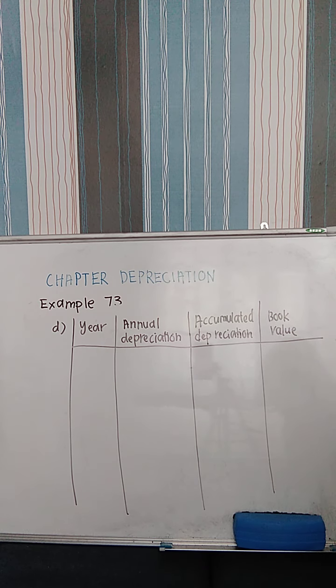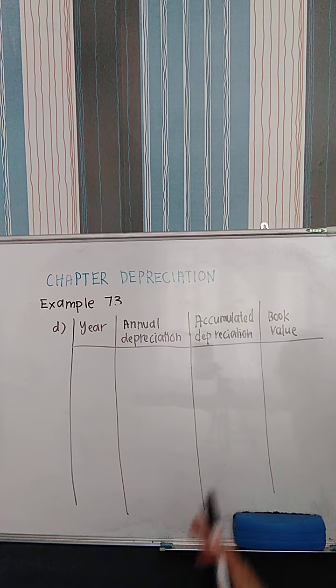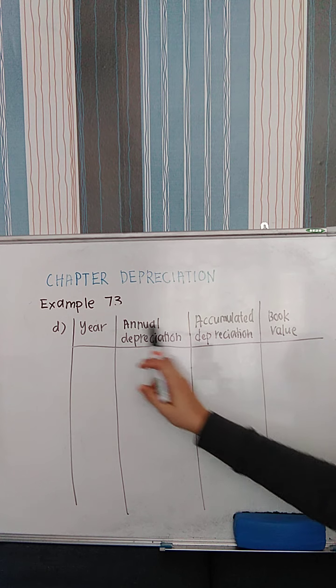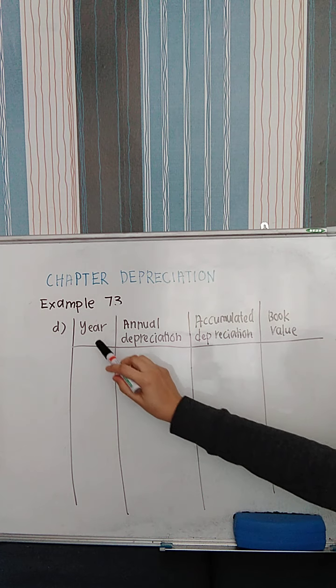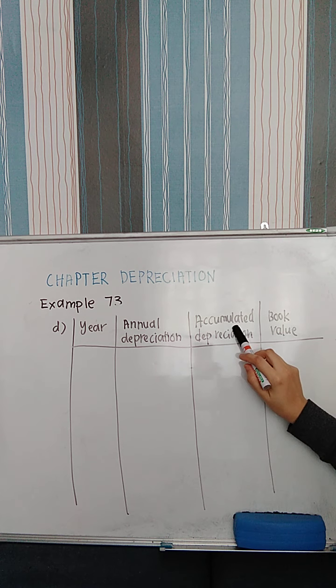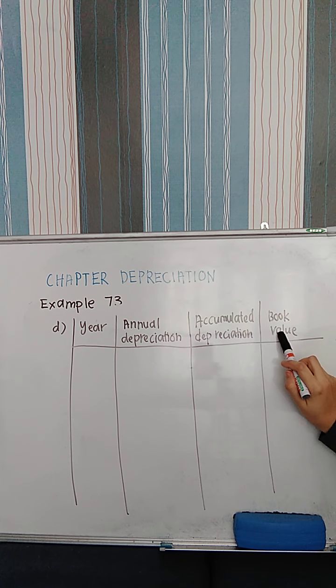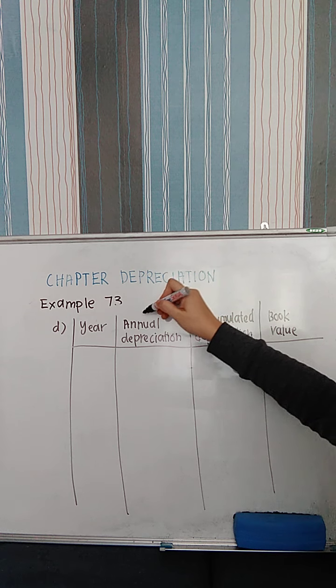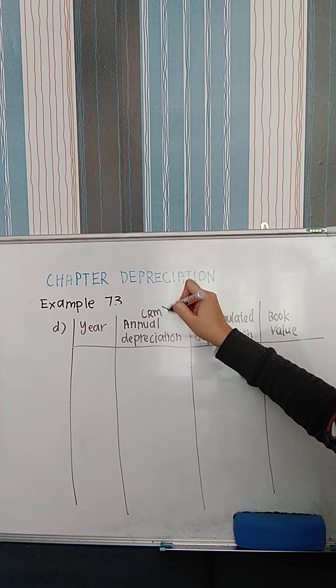Okay, class. Continue to D. Prepare a depreciation schedule. You need to prepare the table for the depreciation. This is the format for the schedule. You must have annual depreciation, accumulated depreciation, and the book value, in RM.